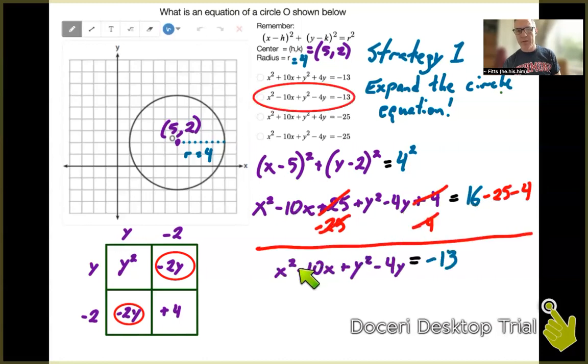What does that leave me? x squared minus 10x plus y squared minus 4y equals negative 13. Winner, winner, chicken dinner. There's our answer. All right, so that's our answer.